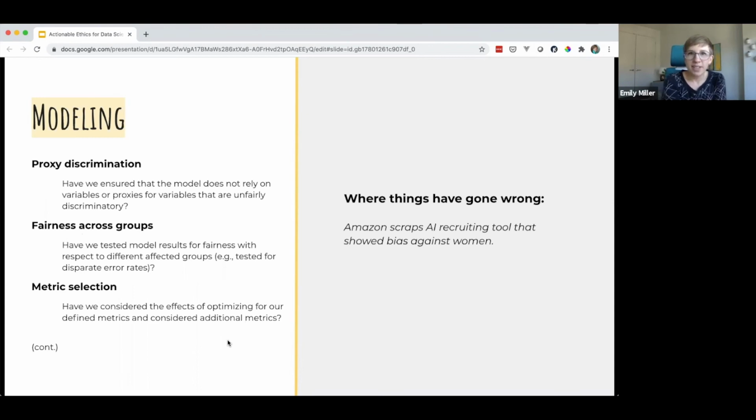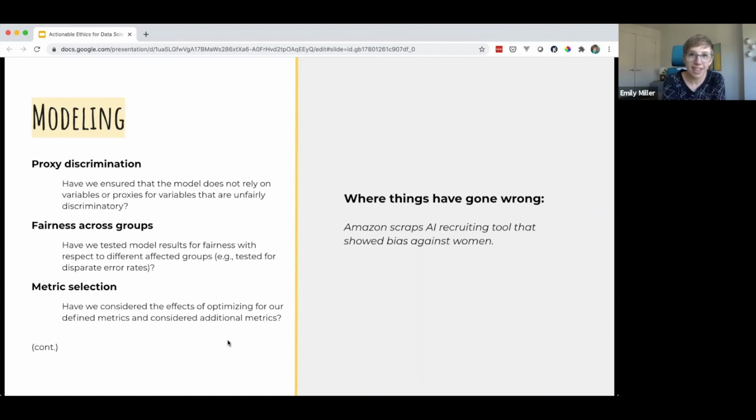So where have things gone wrong here? I want to return to proxy discrimination and talk about a recruiting tool. Amazon tried to build a recruiting tool. You can envision it as, you pass it 100 resumes and it tells you the top 5 people to talk to. And they ended up scrapping it because it showed bias against women.